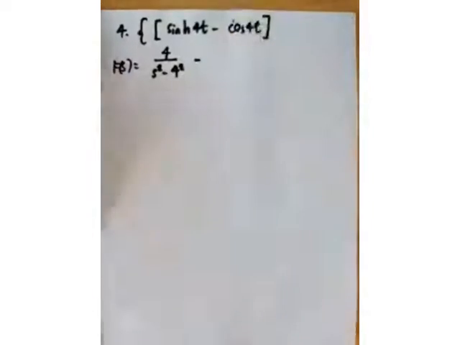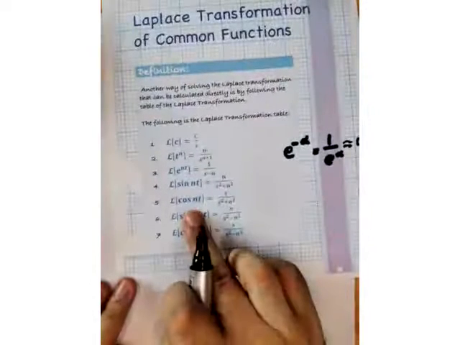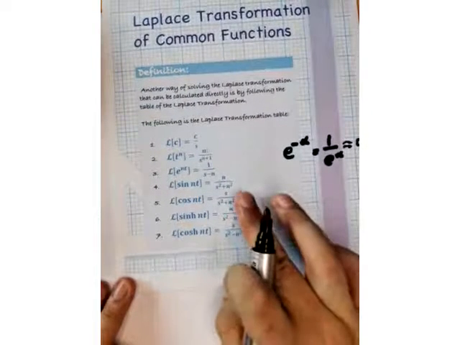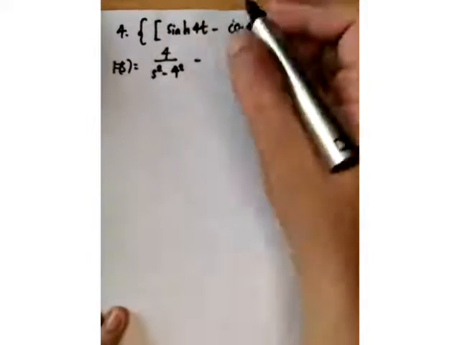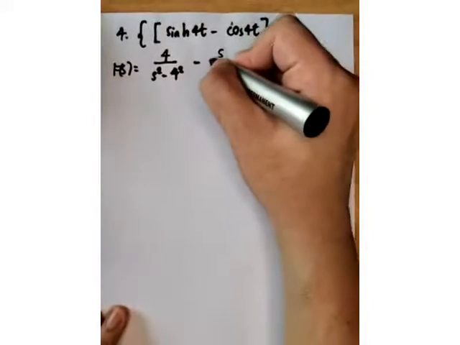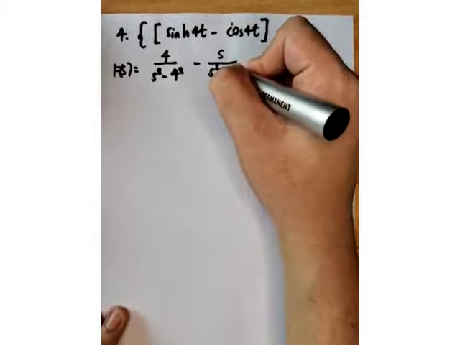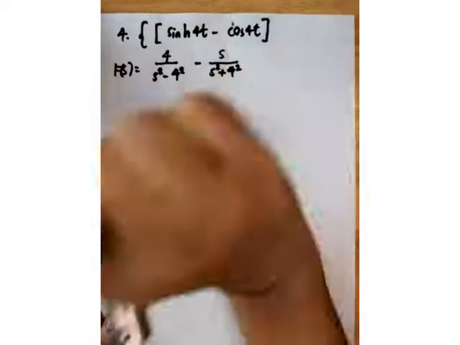Okay, minus. Okay, paano naman ang cosine? So, ang cosine nt naman natin is s over s squared plus n squared. So, magiging yung s natin, s over s squared plus 4 squared.